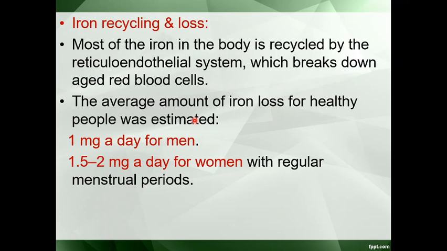Iron recycling and loss. Most of the iron in the body is recycled by the reticuloendothelial system, which breaks down the old red blood cells. The average amount of iron loss for healthy people is estimated at 1 milligram a day for men and 1.5 to 2 milligrams a day for women with regular menstrual periods. If there is a heavy menstrual cycle, obviously the blood loss will be more, and in this way women become deficient in iron.